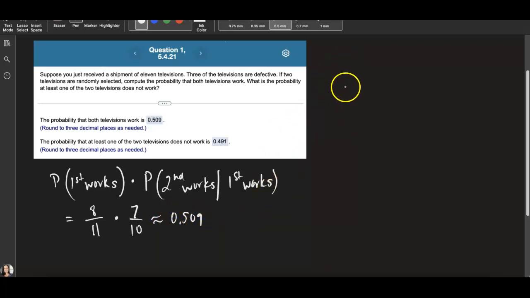Another way to do this, though, is to visualize it in a tree diagram. And this is one method that I prefer, personally. So I make a selection. Think of these 2 branches as the first selection. One of 2 things could happen here. It could work, or it could not work.